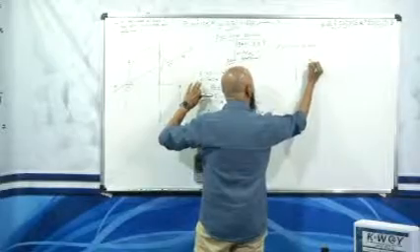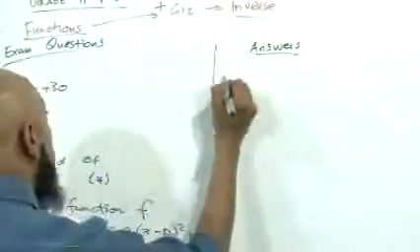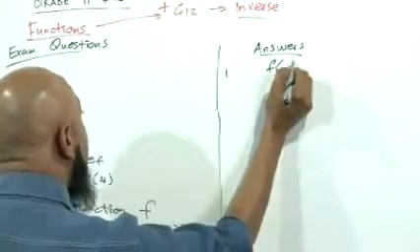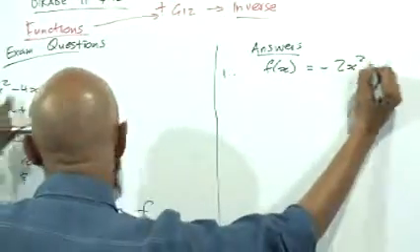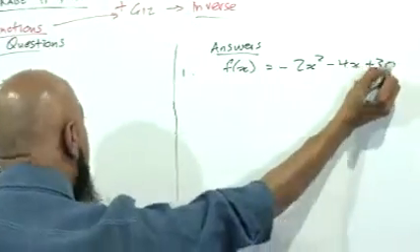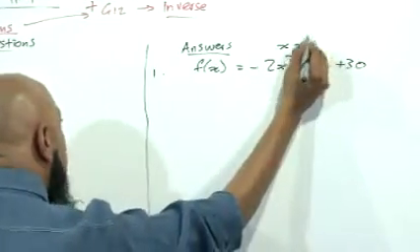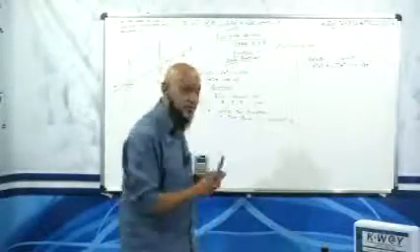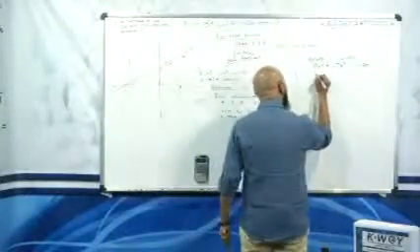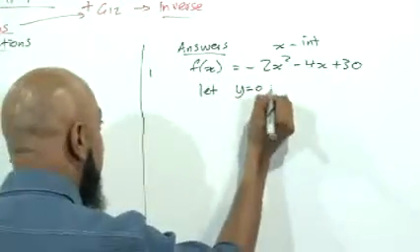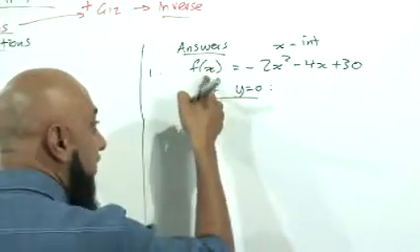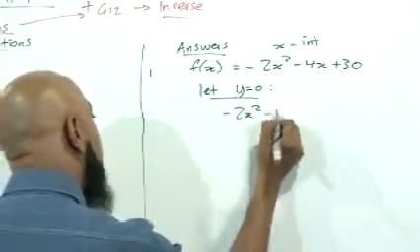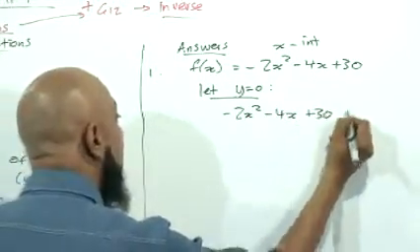Right, here are our answers. We're putting here question number 1, f of x. So now we've got f of x is equal to minus 2x squared minus 4x plus 30. How do I get my x-intercepts? We say, let y equal 0. Yes, you're right. Let y equal 0. F of x is y. That's your function. So if that is 0, what do I have? I've got minus 2x squared minus 4x plus 30 is equal to 0.